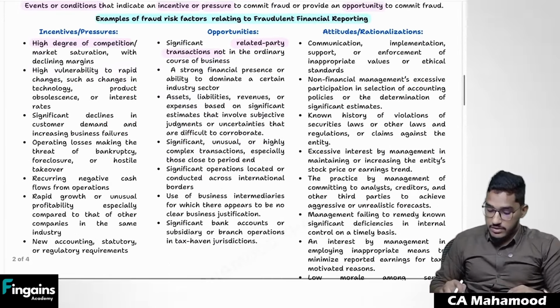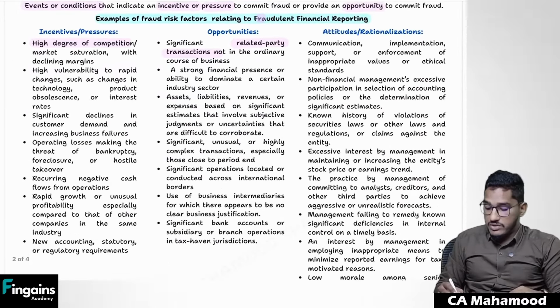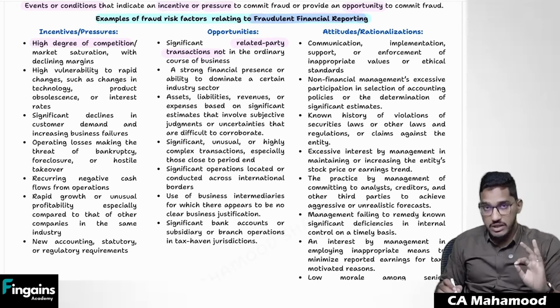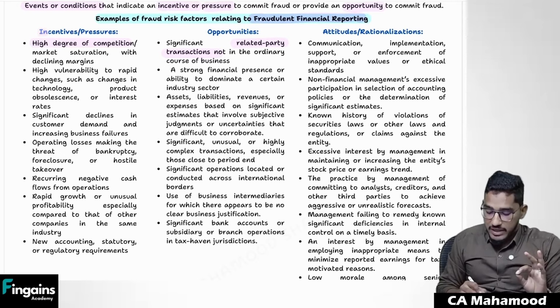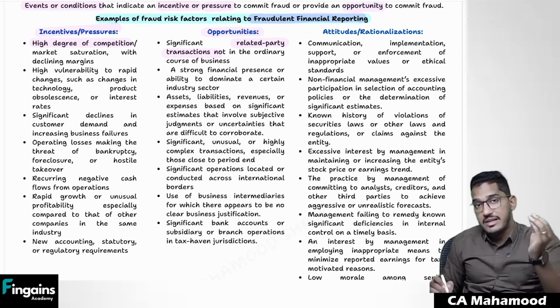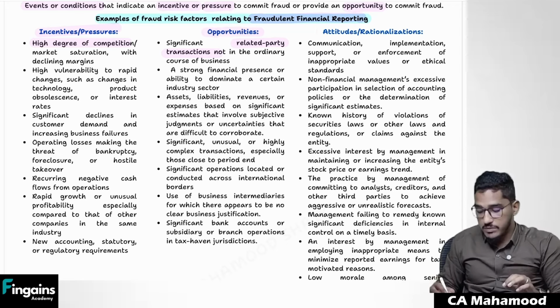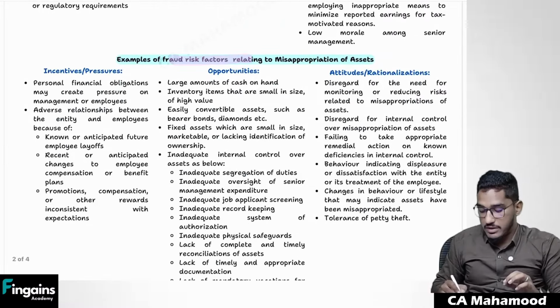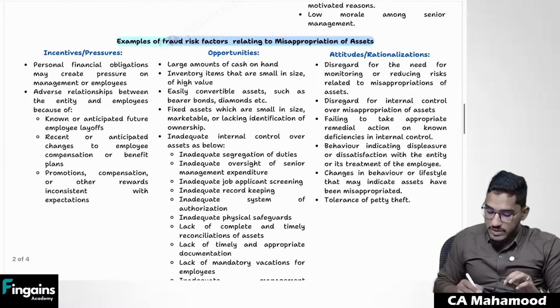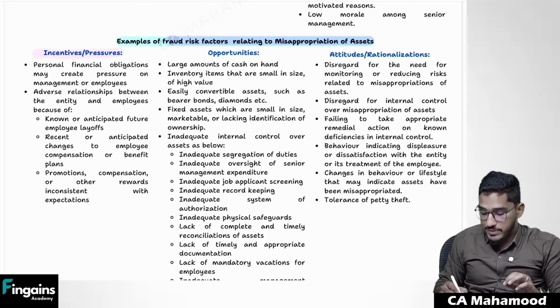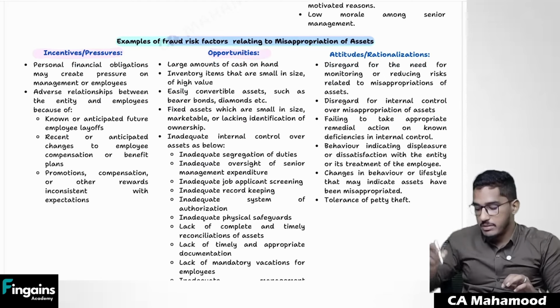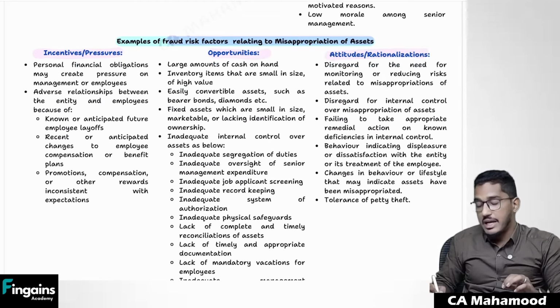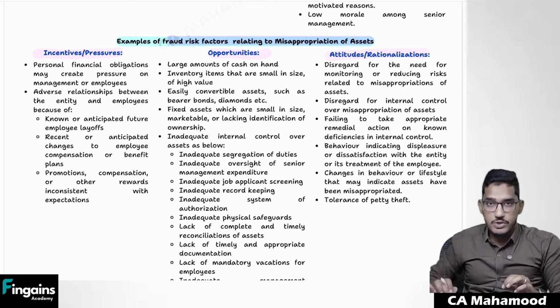As you can see here, these are examples of the fraud risk factors which indicate there is a possibility of fraudulent financial reporting. And here they have divided which factors indicate incentive or pressure for committing fraudulent financial reporting, which factors indicate opportunity for committing fraudulent financial reporting, which factors indicate attitude or rationalization for committing fraudulent financial reporting. Similarly, they have given fraud risk factors relating to misappropriation of assets, which indicate incentive or pressure for committing misappropriation, which indicate opportunity for committing misappropriation, which indicate an attitude for committing misappropriation.